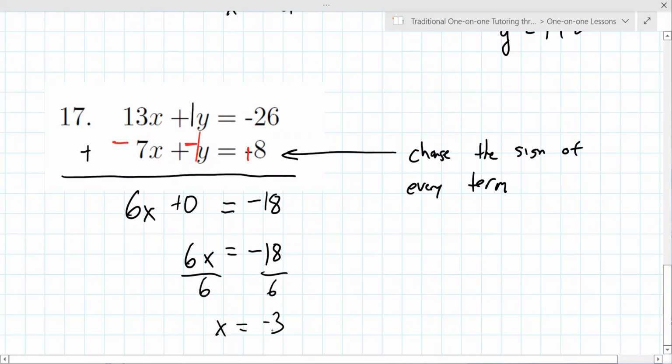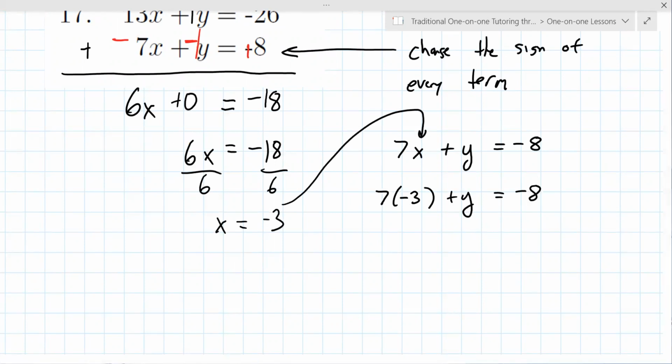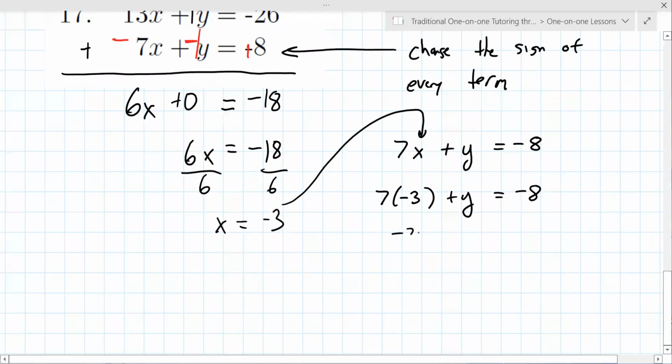Now we're going to use the second equation, 7x plus y equals -8, and we're going to use this to solve for y. So you take that value of x and you plug it in. 7 times -3 plus y equals -8. What is 7 times -3? That's -21. -21 plus y equals -8.